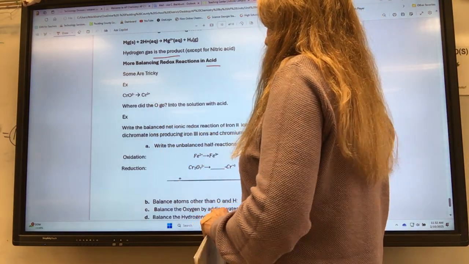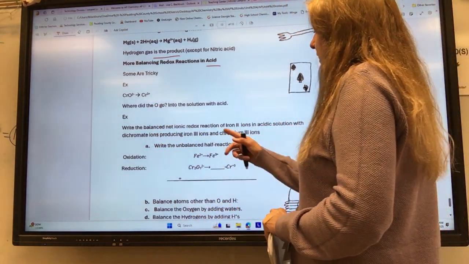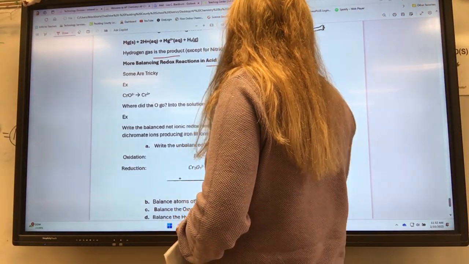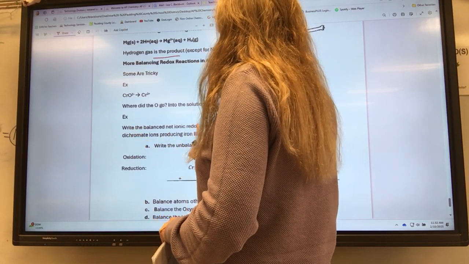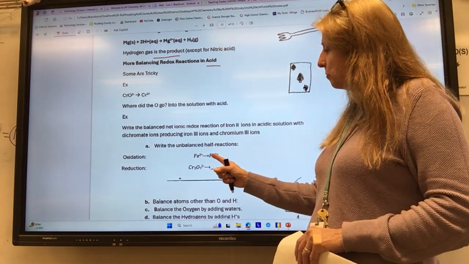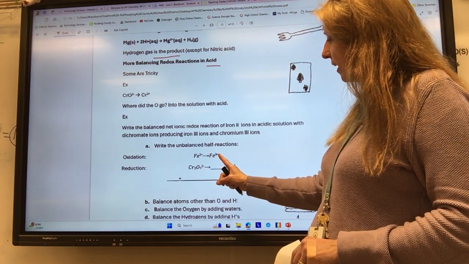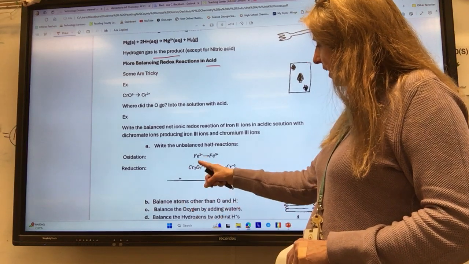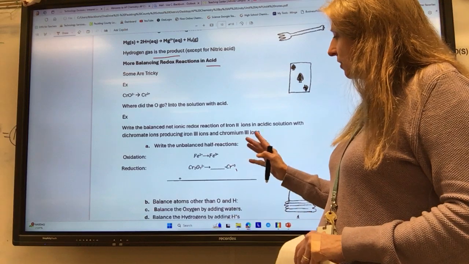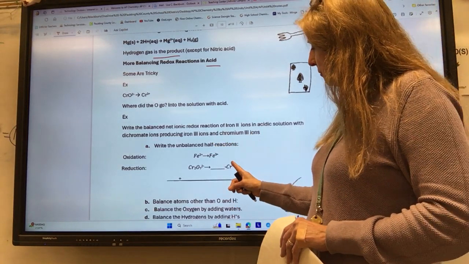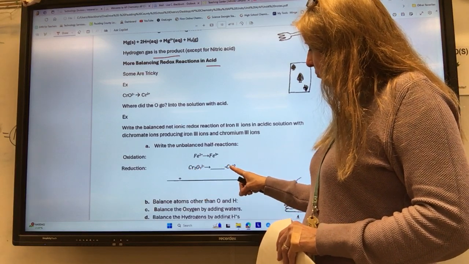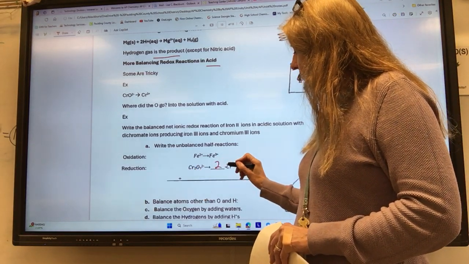So here's the example problem. Write a balanced net ionic redox reaction of iron 2 ions in an acidic solution with dichromate ions, producing iron 3 ions and chromium 3 ions. So first you write the balanced half reaction. Iron 2 becoming iron 3, and this ion they said is going to become this ion, okay? So the first thing we need to do is make sure that our numbers here are balanced. And do you see how I have 2 chromes over here and 1 chrome over there? I need a 2. So that's step 1.